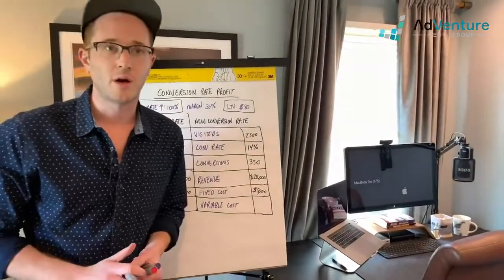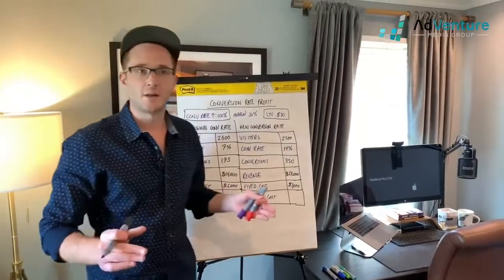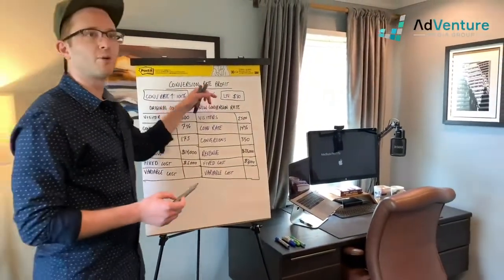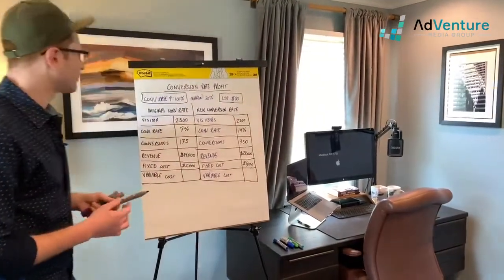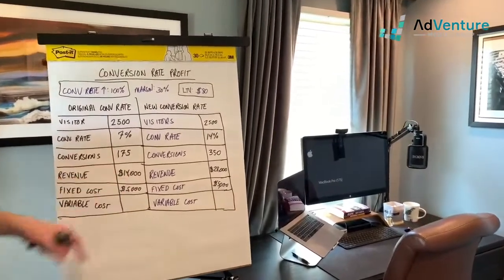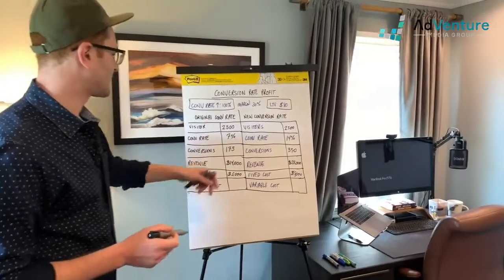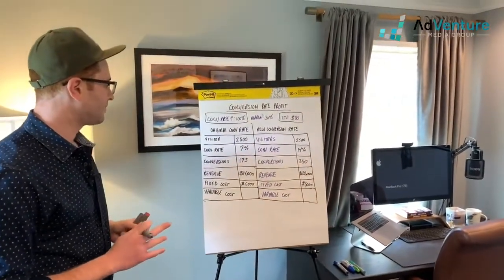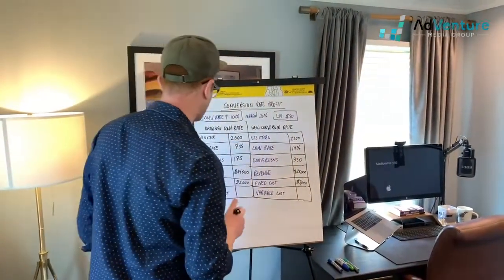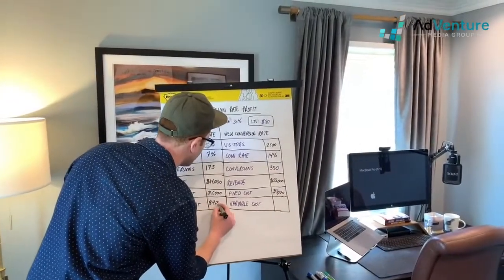Now your variable costs, that's where things will scale, right? For our variable costs, we're just going to look at a 30% margin. 30% of what? 30% of our revenue is going to be our variable costs. So 30% of 14,000 is $4,200. You could check the math, but I believe that's correct.